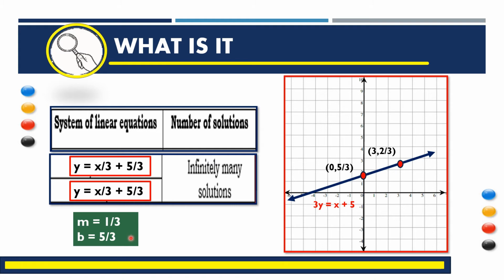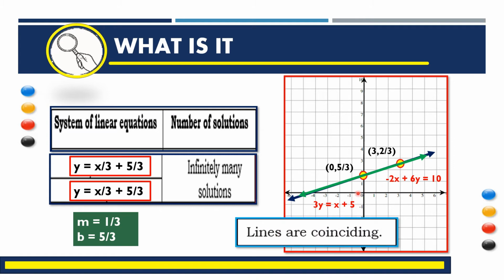As you can see, the slope and the y-intercept in the first equation and the second equation are all the same. So we have the slope 1 over 3 and b, or the y-intercept, which is equal to 5 over 3. Therefore, the lines coincide with each other. And since the lines coincide with each other, it has infinitely many solutions. We can have here the solutions, the points. That's why it is called infinitely many solutions. I believe this part is clear.